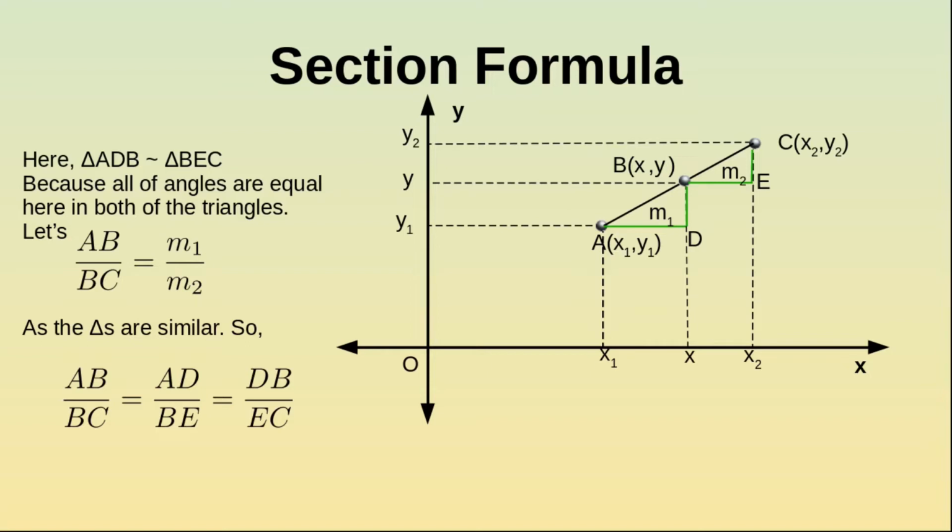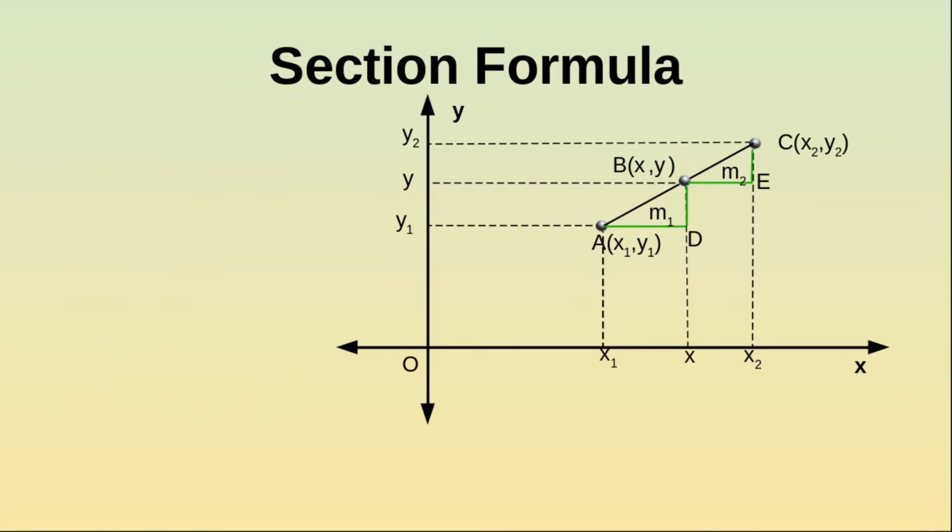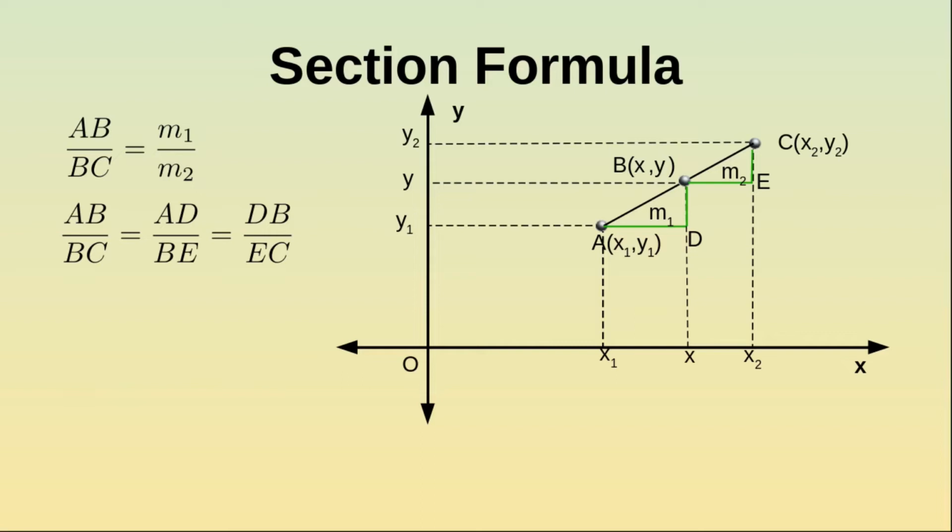So, what we are getting is AB by BC is equal to M1 by M2. This is something which we have assumed, and we are also getting that AB by BC is equal to AD by BE is equal to DB by EC. This is because triangle ADB and triangle BEC are similar.